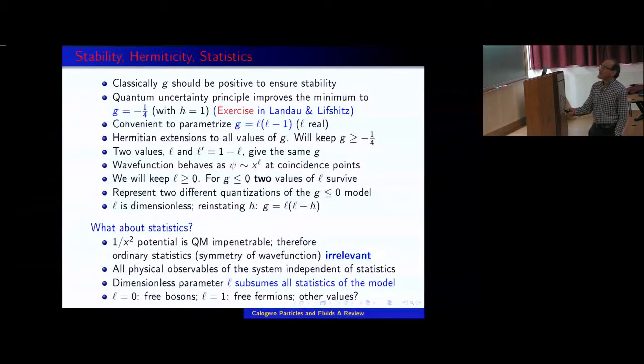Notice, however, that there are two values, L and L prime equal to 1 minus L, that give the same coupling constant. You may say that's irrelevant because this L was just a way to parameterize it. Actually, if you examine how the wave functions of such particles behave at coincidence points, they behave as x to the L, where x is their distance. So again, the question is, which of the two L's?